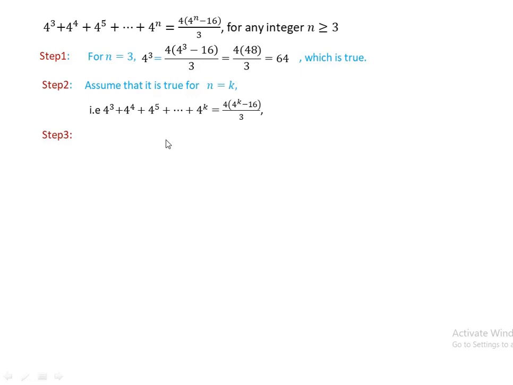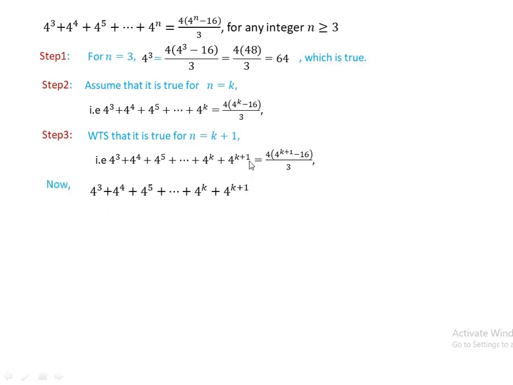Step 3. We want to show that it is true for n equals k plus 1. Therefore, our claim becomes 4 to the power of 3 plus 4 to the power of 4 plus 4 to the power of 5 plus ... plus 4 to the power of k plus 4 to the power of k plus 1 is equal to 4 times (4 to the power of k plus 1 minus 16) the whole over 3. Now, starting from the left-hand side of our claim, we can prove it. Let us start from this left-hand side.